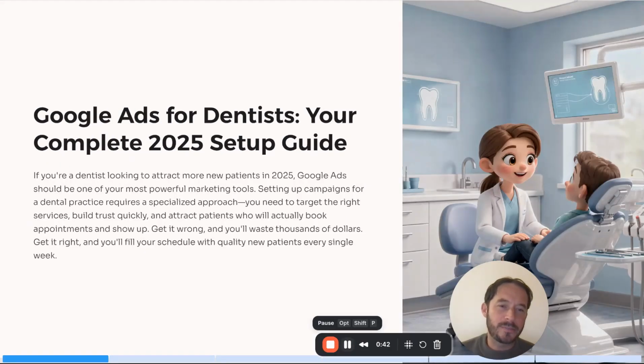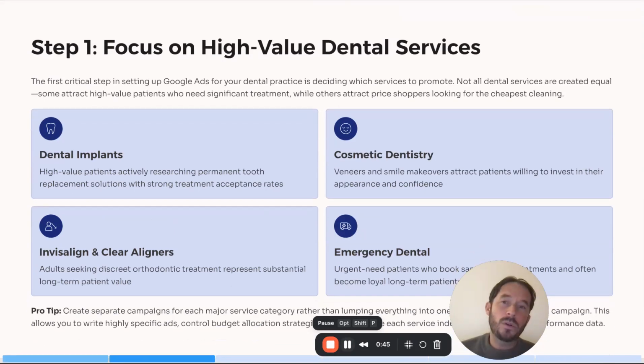So let's get started. So step one is to focus on high value dental services first. So here what you want to be doing as a dentist is looking at some of your services, particularly dental implants, cosmetic dentistry, Invisalign and clear aligners, and emergency dental services. If you focus in purely on these high value dental searches first, you will really see the true value of your campaign.